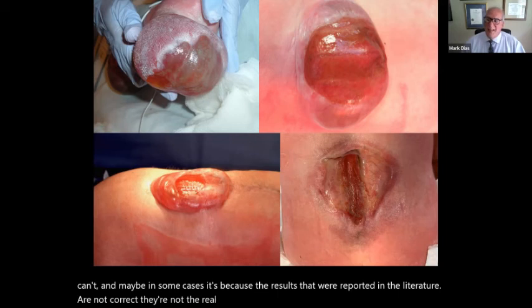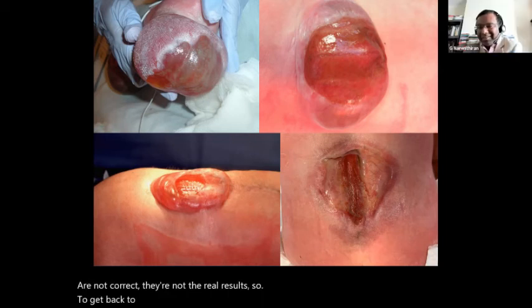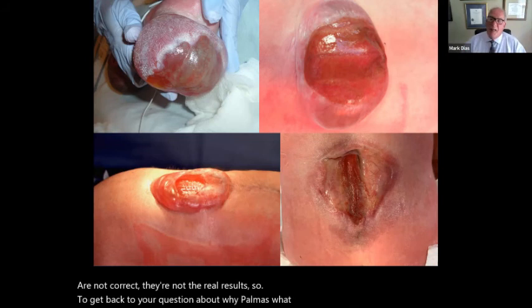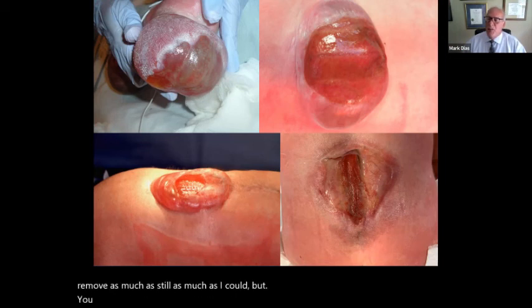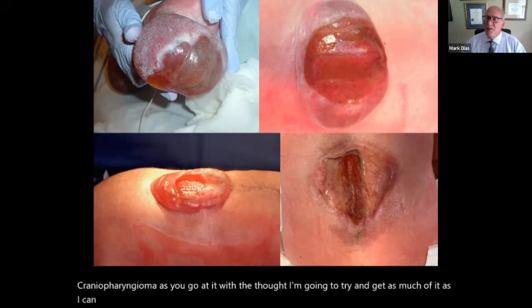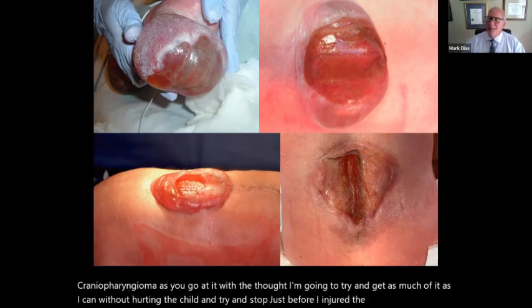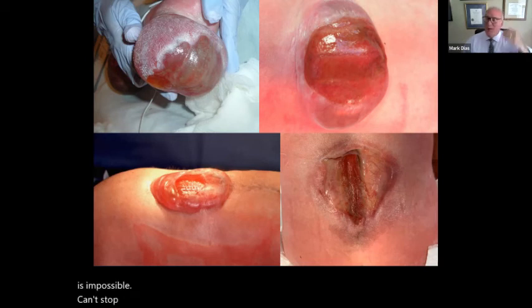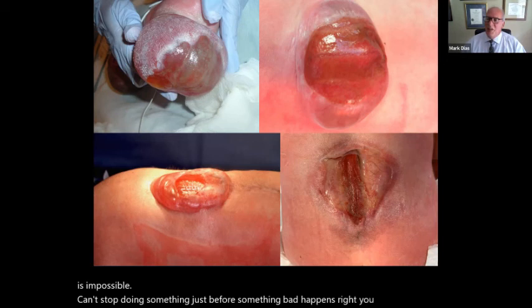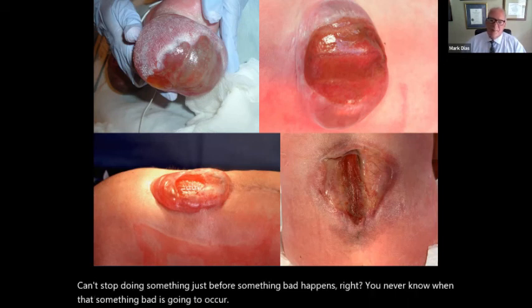So I think back to your question about lipomas, what would I do now? Trying to remove as much as I could, but I like craniopharyngiomas. You go at it with the thought, well, I'm going to try and get as much of it out as I can without hurting the child, and try and stop just before I injure the child, which of course is impossible. You can't stop doing something just before something bad happens, right? You never know when something bad is going to occur.